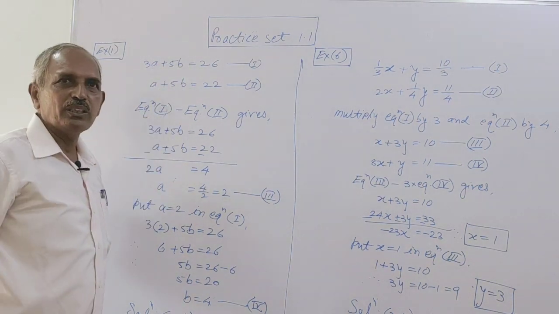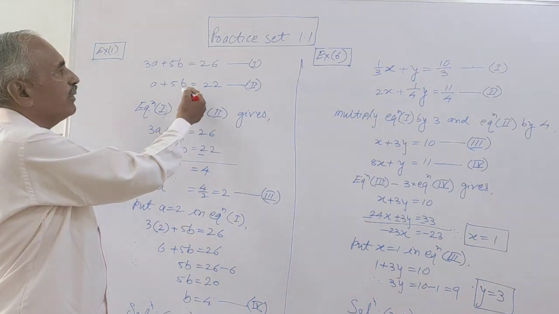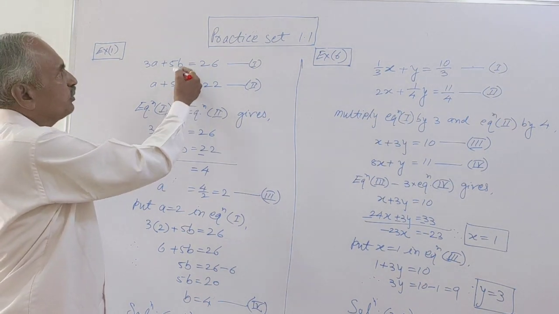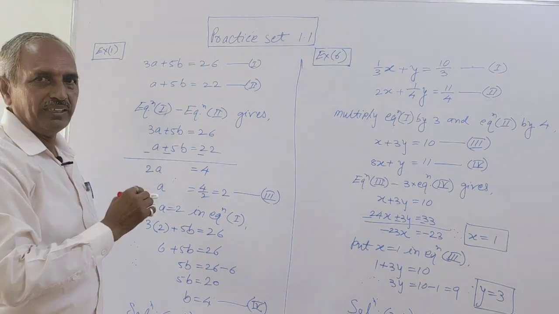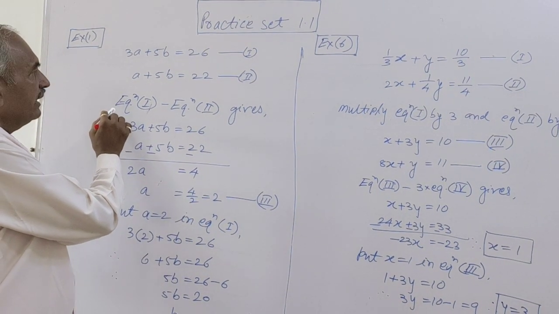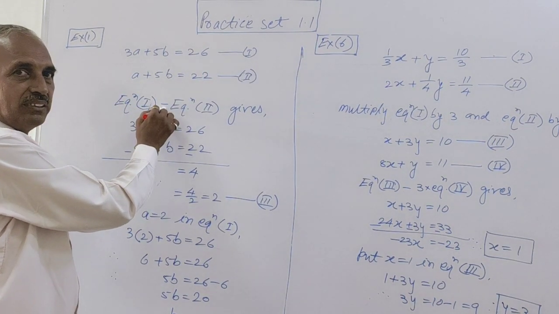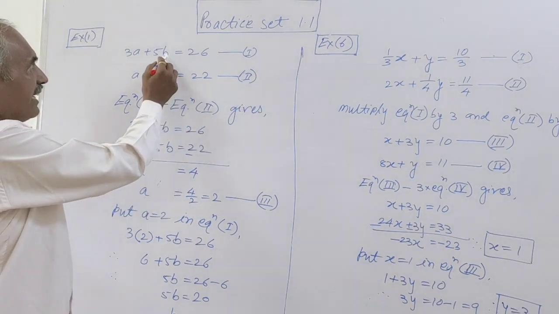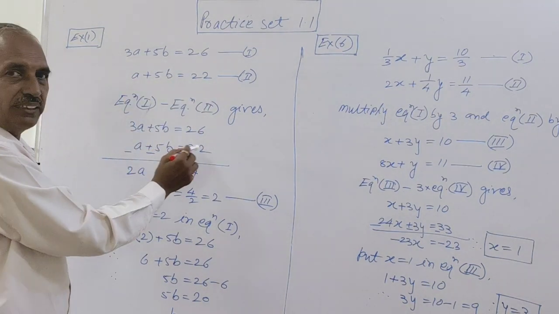But looking at these two equations, it is very simple to tell that it is very easy to eliminate b, because once I subtract this equation from this equation, this term will be eliminated. How to write that? Now, equation number 1 minus equation number 2 gives us, write equation number 1 as it is, write equation number 2 as it is.